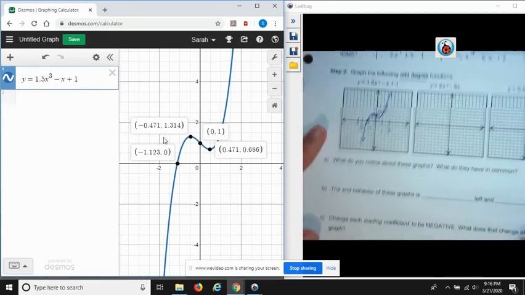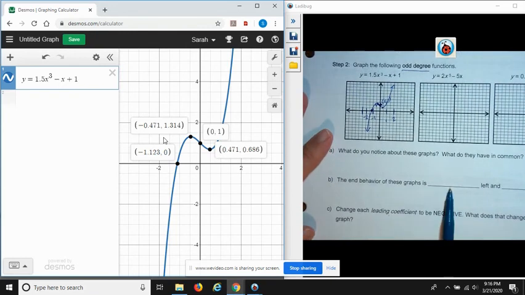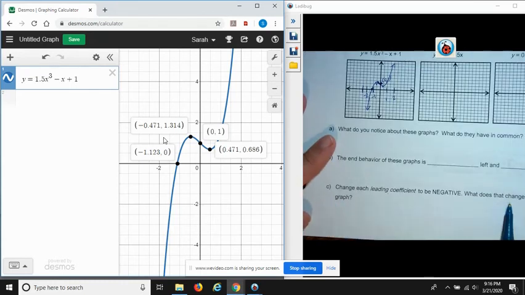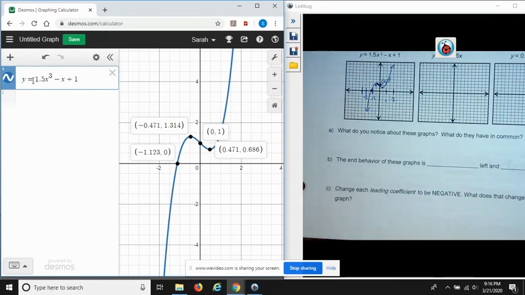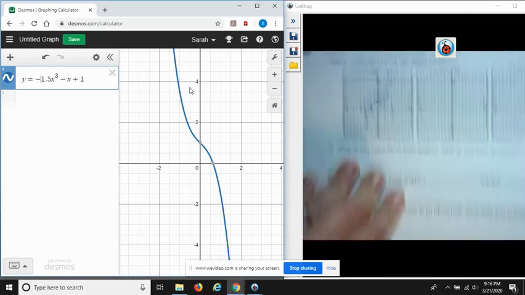It asks, what do you notice? What do they have in common? It asks about the end behavior again. Again, this is going to be up or down, and this is going to be up or down. Then it asks you to change each leading coefficient to be a negative again. So I'm going to come over here to the leading coefficient, which is the number in front of the highest degree term. Put a negative sign, and look what happens. Okay, so it's going to ask you how this changes. So I want you guys to go through and answer that question. Okay, let's move on.